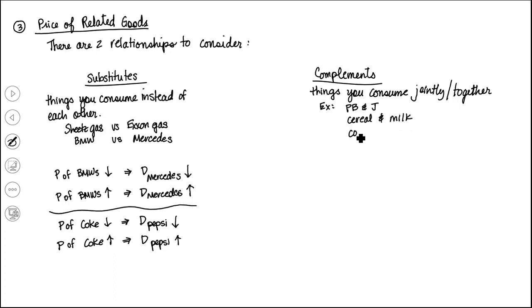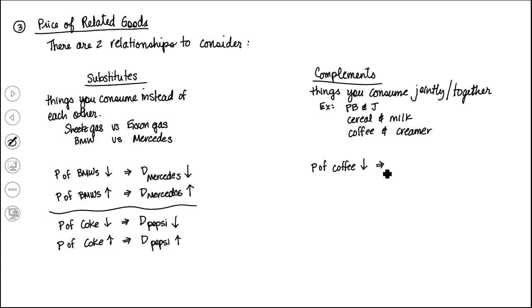Okay. What about coffee and creamer? So you get what I'm talking about, right? Noodles and sauce. So these are complements. So let's think about how complements would work. Let's say that the price of coffee goes down. Good growing conditions, good weather patterns, price of coffee goes down.